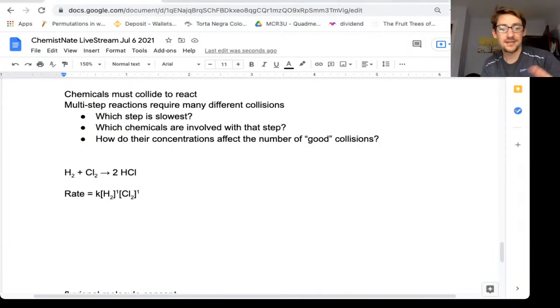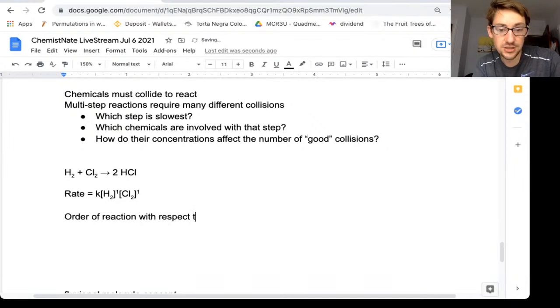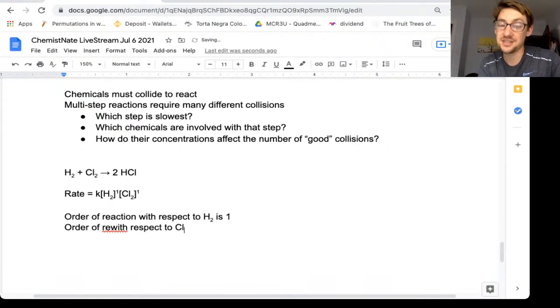Okay. The idea is we have 1 and 1 reacting together. The order of reaction with respect to H2 is 1. The order of reaction with respect to Cl2 is also 1. It is pretty rare for you to get orders of reaction more than 2, but it is technically fair.